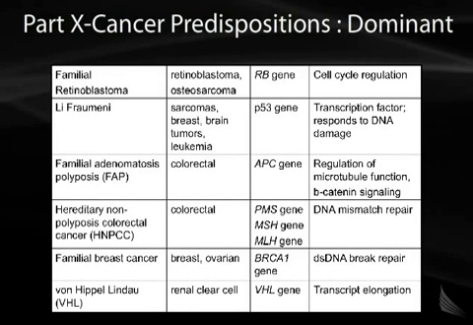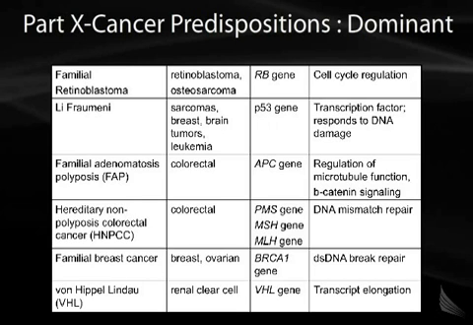Other cancer predispositions, these are dominant: familial retinoblastoma, causing retinoblastoma and later on osteosarcoma, caused by the RB gene. This is a cell cycle regulation type of gene, so this is a tumor suppressor gene mutation. Li-Fraumeni is caused by defects in the P53 gene. You see sarcomas, breast tumors, brain tumors, and leukemia. Familial adenomatous polyposis, or FAP, causes colorectal cancer, the APC gene, fairly well characterized. Regulation of microtubule function is where the defect is.